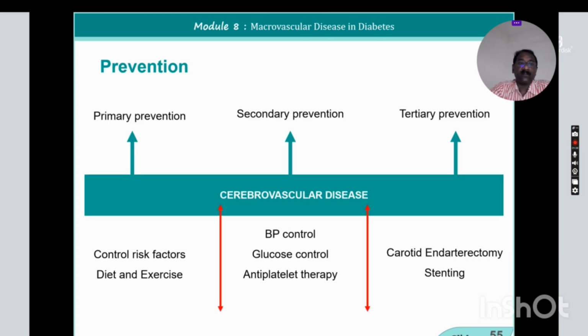So primary prevention: control the risk factors, diet, exercise, etc. In secondary prevention, when the patient has already had a CVA, then BP control, glucose control, antiplatelets, statins, etc. For tertiary prevention, you have carotid endarterectomy and stenting. Now interventional neurologists are available, like interventional cardiologists. Now in Kakinada also we have 1 or 2 interventional neurologists, so they do the interventions. This carotid endarterectomy and stenting is just like what the cardiologists do. But this science is evolving. It's in the initial days right now.